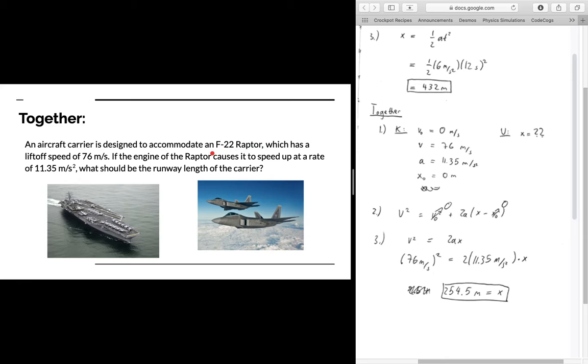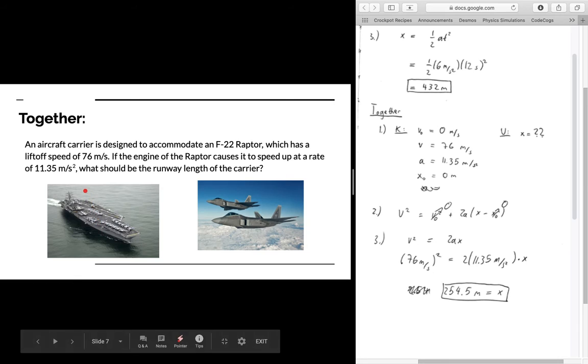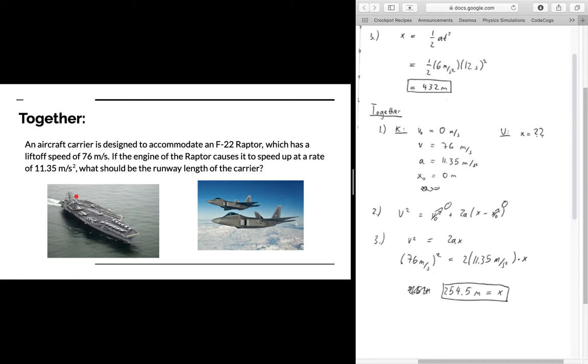Okay. When the F-22 Raptor, if we play a scenario in our head, reaches the end of the runway, it's going to be at its liftoff speed, meaning it's going to be ready to take flight. So our final velocity is going to be 76 meters per second. Okay. And then lastly, okay, we need to identify our acceleration. So we look for the word speed up. Okay. So we speed up at a rate of 11.35 meters per second squared. So this meters per second squared refers to acceleration. So our acceleration A is 11.35 meters per second squared. Okay? And then our initial position is 0 meters as usual. We can take the initial position of our plane at one end of the runway to be x naught, 0 meters.